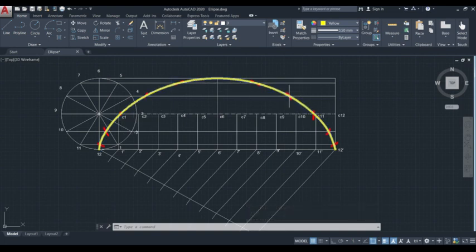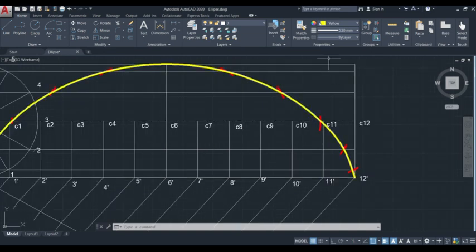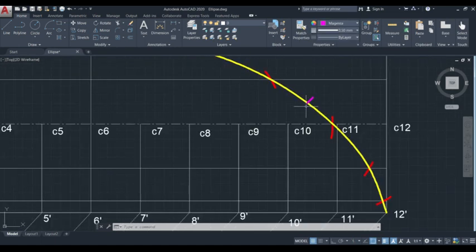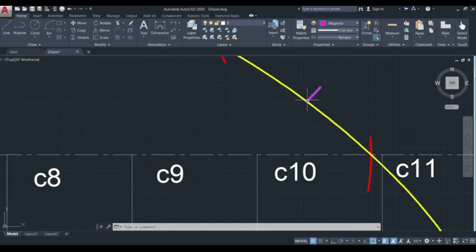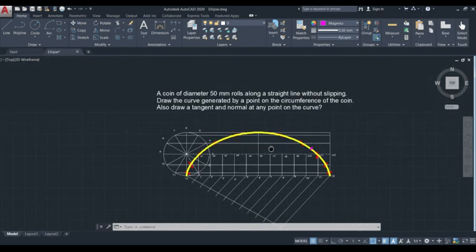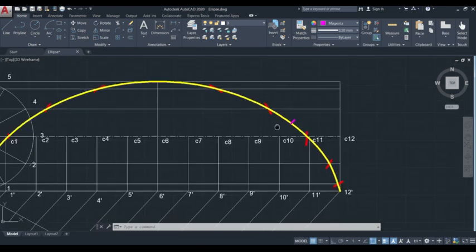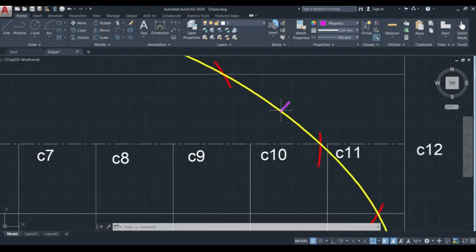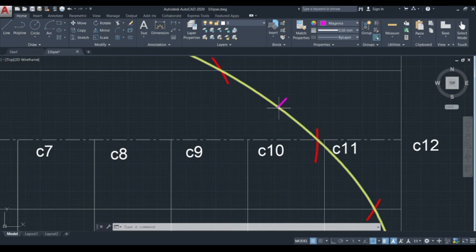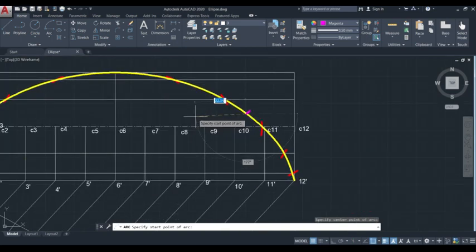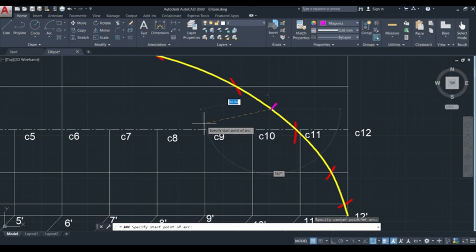Next, we have to draw a tangent and normal at any point on the curve. So let's say I'm going to take a point here for drawing tangent and normal. From the question we can see, draw tangent and normal at any point on the curve. So here I have taken a point for drawing tangent and normal. For that, first of all, we have to draw an arc with a radius of 25 mm, which is the radius of the generating circle.